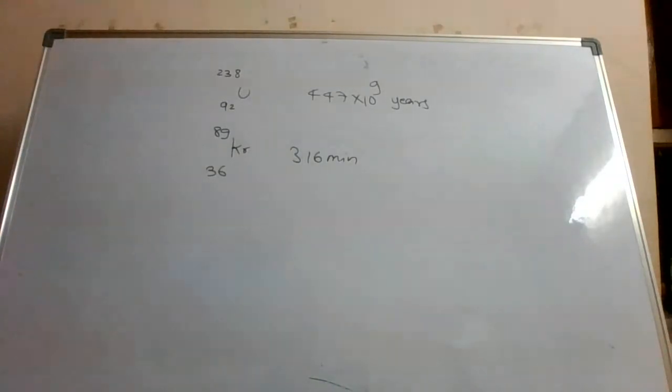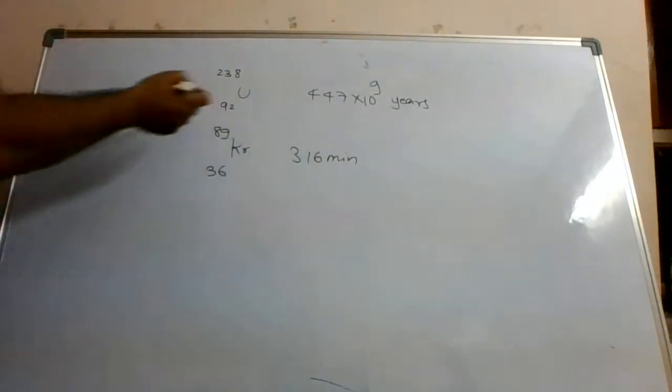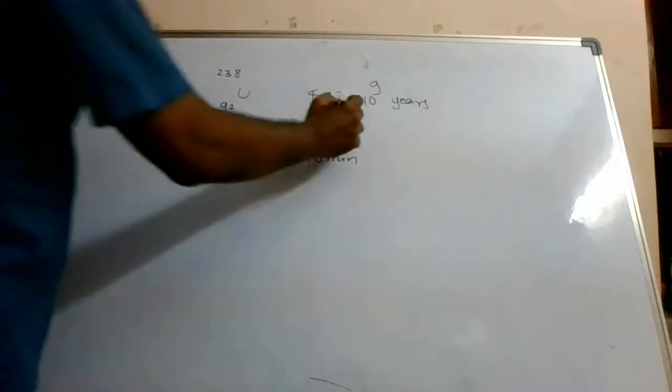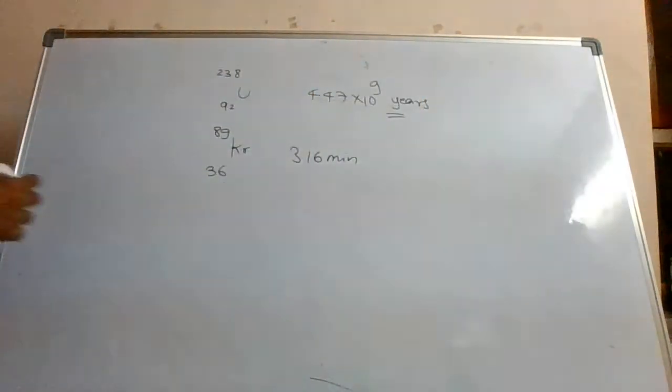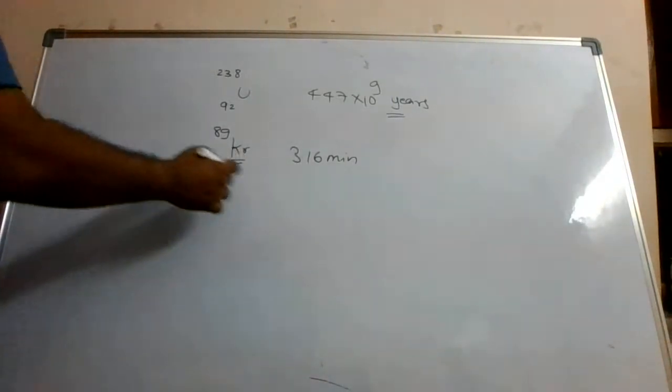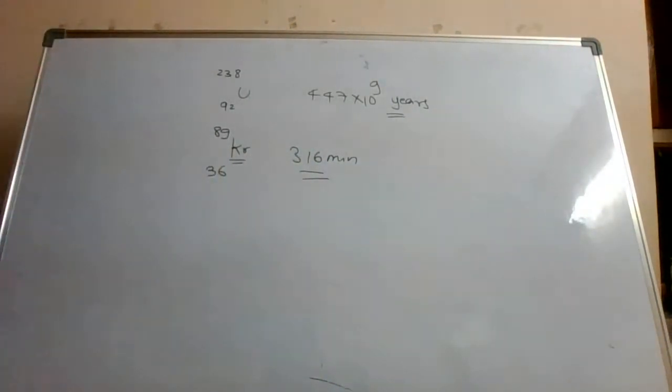As an example, you can see here uranium with atomic number 92, mass number 238. It has a T half time period of 4.47 into 10 power 9 years, whereas krypton is only 3.16 minutes. Just to show you an example, I have shown this.